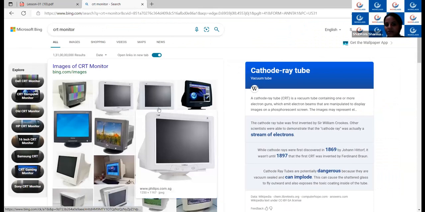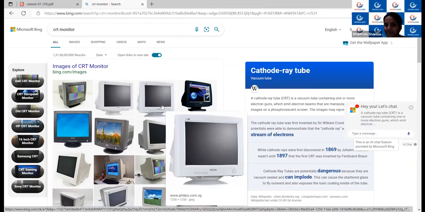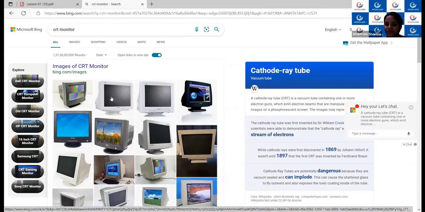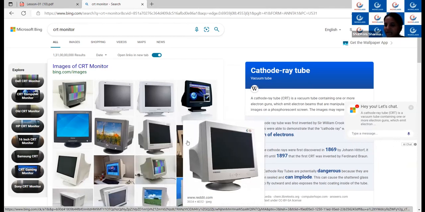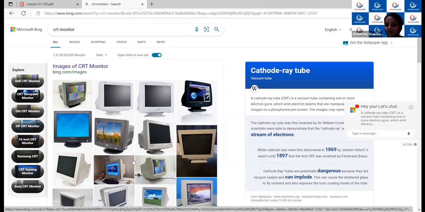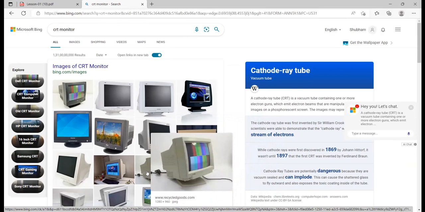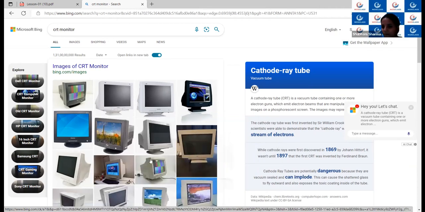So these were your CRT monitors. They were bulky, very big in size. They take a lot of space, consume a lot of electricity, and even the pictures on these types of monitors were not clear. Have you seen these types of monitors? Any one of you? Yes, ma'am. So they were the older type of monitors, right?